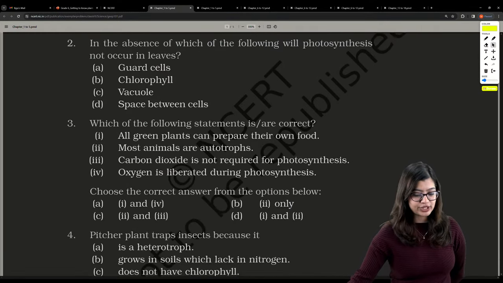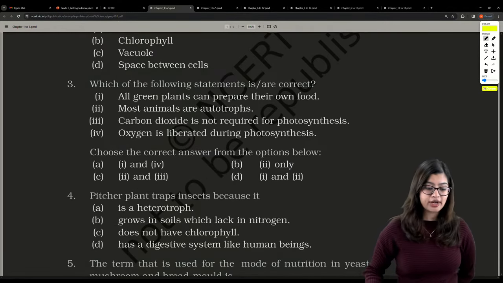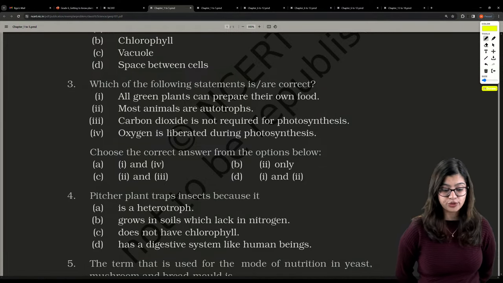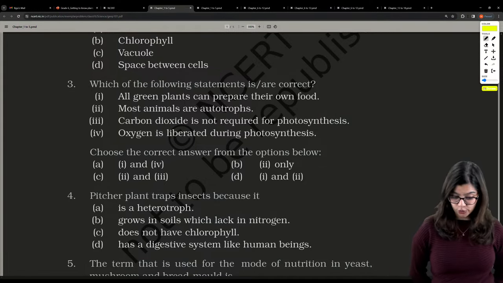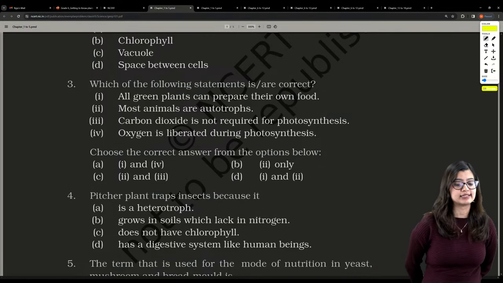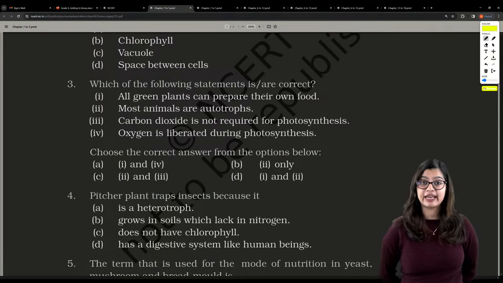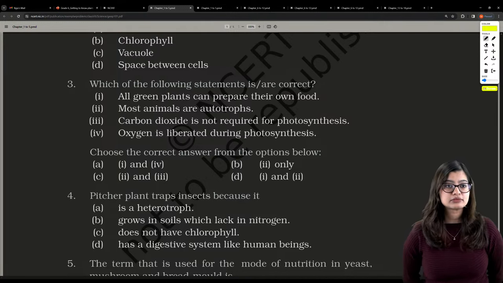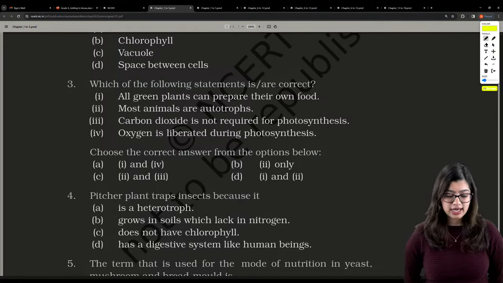Next up, which of the following statements is or are correct? All green plants can prepare their own food. Most animals are autotrophs. Carbon dioxide is not required for photosynthesis, or oxygen is liberated during photosynthesis. What is the answer? What is the answer to this?